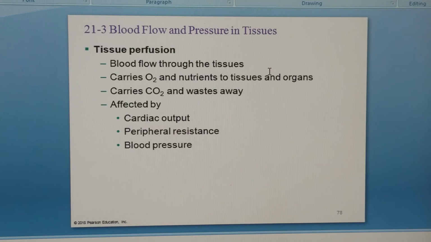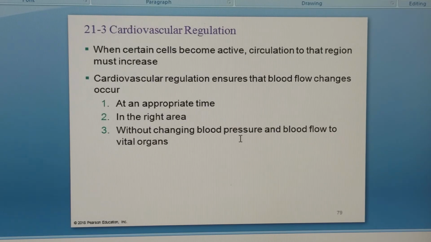The blood flow through the tissues carries oxygen and nutrients to tissues and organs, and carries CO2 and wastes away. It is affected by cardiac output, peripheral resistance, and blood pressure. When certain cells become active, circulation to that region must increase. Cardiovascular regulation ensures that blood flow changes occur at an appropriate time in the right area, without changing blood pressure and blood flow to vital organs.